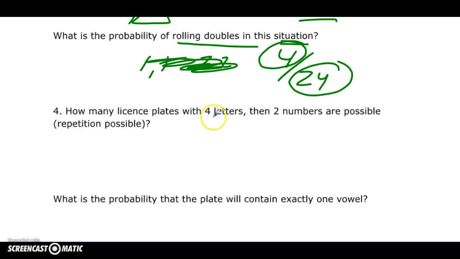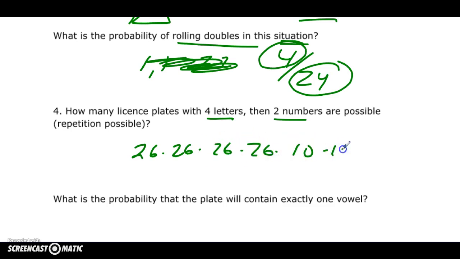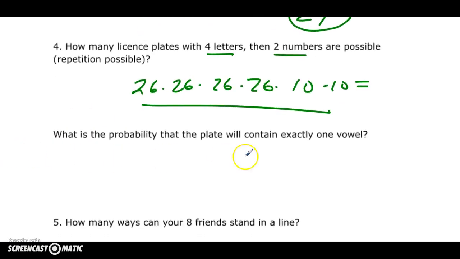Let's keep going. How many license plates can you do with 4 letters and 2 numbers? Repetition is possible. So for each letter, you have 26 options. For each number, you have 10 options. So whatever that answer is. And what is the probability that the plate will contain exactly 1 vowel?